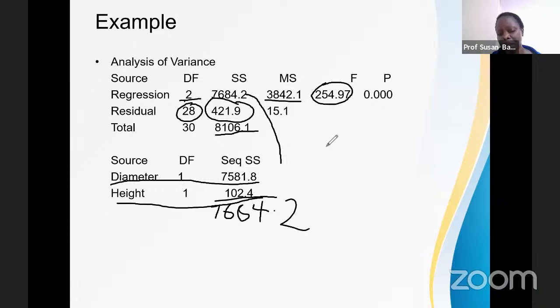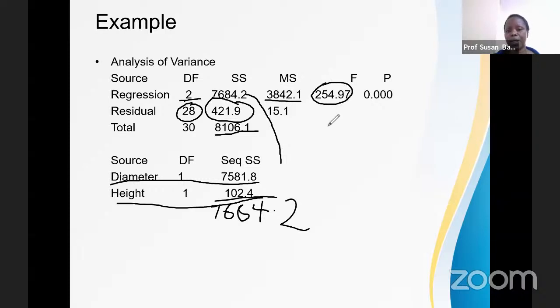we use a 5% significance level. Remember that when you choose a significance level, that is the amount of error you're making in your conclusion. If you're concluding that there is a significant linear relationship between volume and diameter and height, on the other hand, 5% is saying that actually there is no linear relationship. So the smaller the significance level, the smaller the error you're making in your conclusion. That is the 5% we are using in our testing of hypothesis.